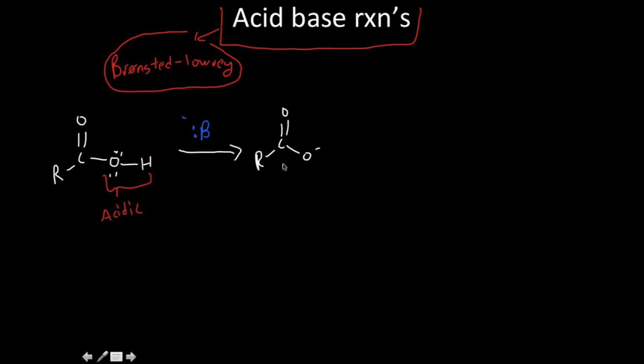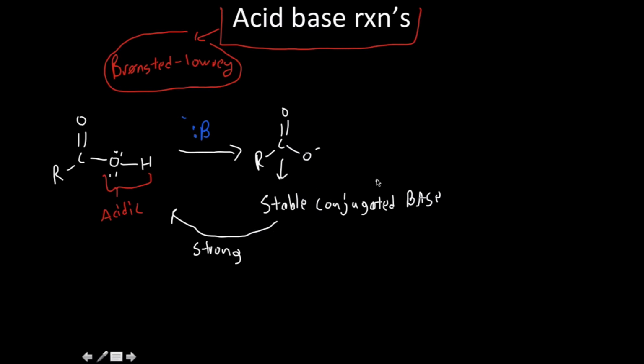And so what can we say about this? Well, remember when we talked about acid-base reactions in organic chemistry, this is a very stable conjugate base. And if you have a really stable conjugate base, there are consequences of that. If you have a stable conjugate base, then that means that your acid is strong. The more stable it is, the stronger it is.